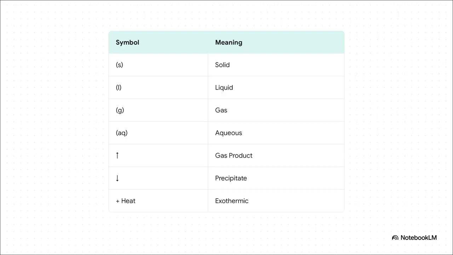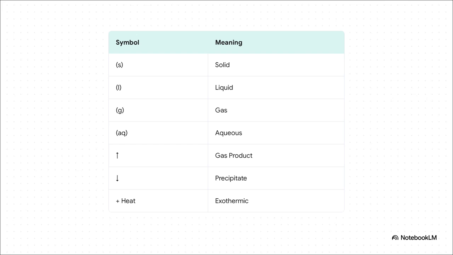To do this efficiently, chemists use these brilliant shorthand cheat codes to pack massive amounts of information into tiny letters. Think of them like the emoji tags of the physical world. A little S, L, or G tells you if something is solid, liquid, or gas. Got an AQ? That stands for aqueous, meaning it's dissolved in water. If you spot an upward arrow, that indicates a bubbling gas escaping, while a downward arrow means a solid precipitate has suddenly dropped out of the solution. Oh, and if you see plus heat over on the product side, that means you've got an exothermic reaction.